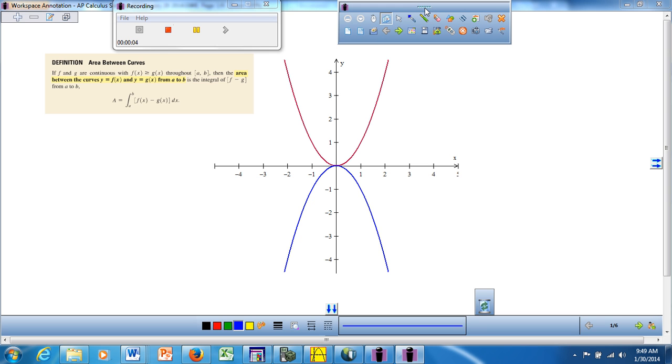So this is section 8.2, and it is using the definite integral to find the area between curves.